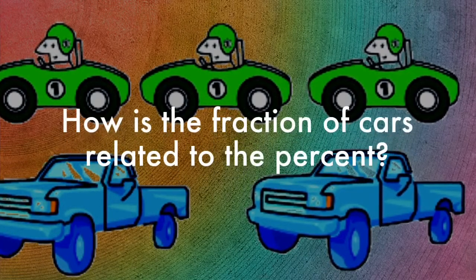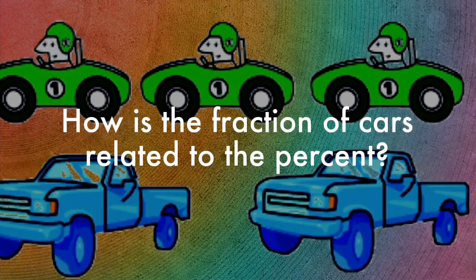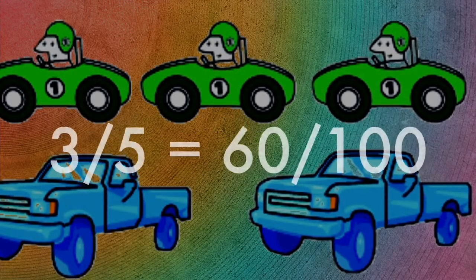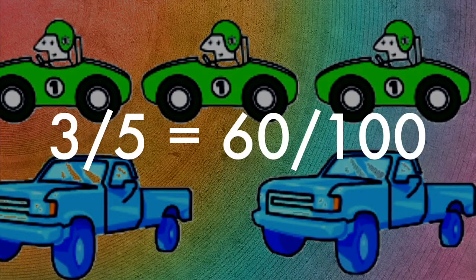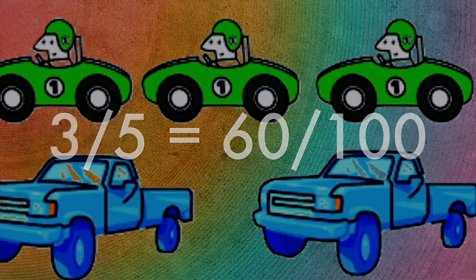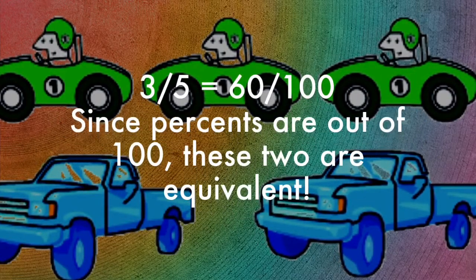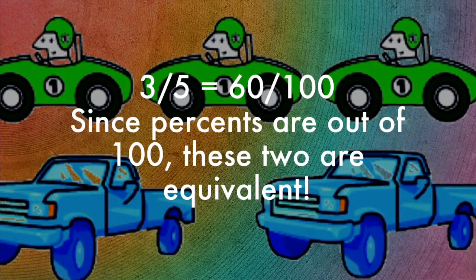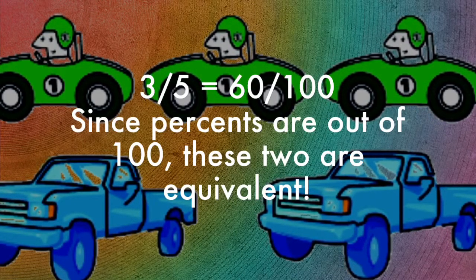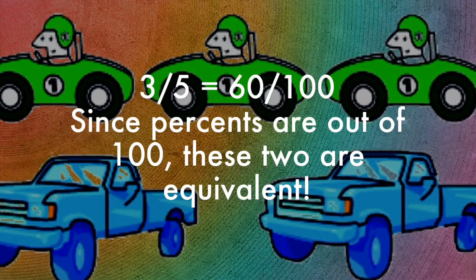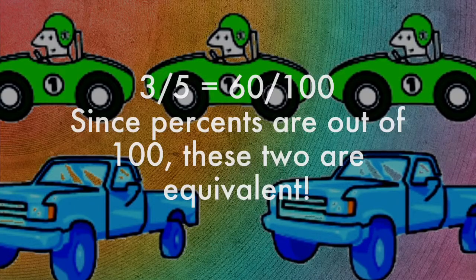How is the fraction of cars, 3 out of 5, related to the percent, 60%? Well, 3 out of 5 vehicles is equal to 60%, which I can write as 60 out of 100. And because I know that 3/5 can equal 60 100ths if I multiply the top and bottom by 20, then I know that both of these fractions are equivalent. So 3/5 is equal to 60%.